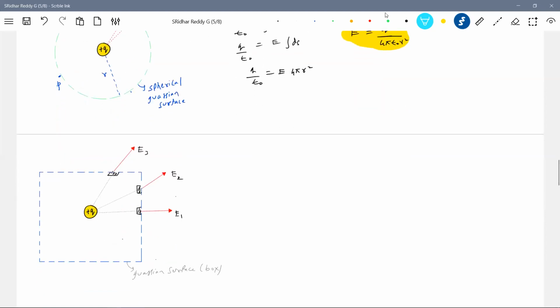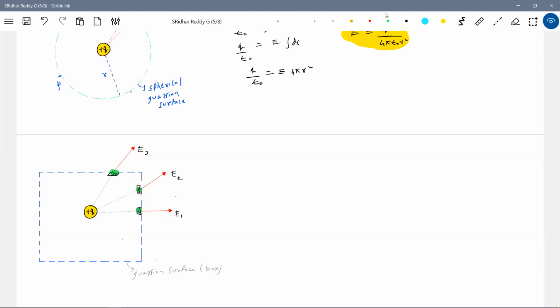Let me assume some box. The Gaussian surface is a box. What is the problem? Yes, there will be lines of force. Then I assume several elemental surfaces here. You can see this. At all points on the surface, what is E bar? E bar is different at different points. And look at the angle also, here 0. What about here? Here some angle.